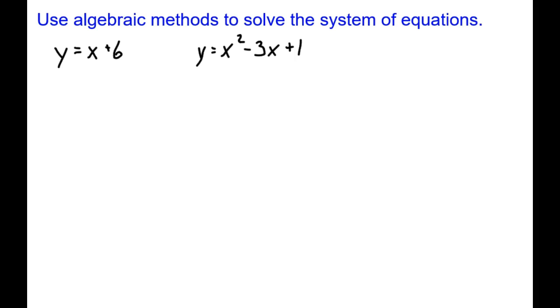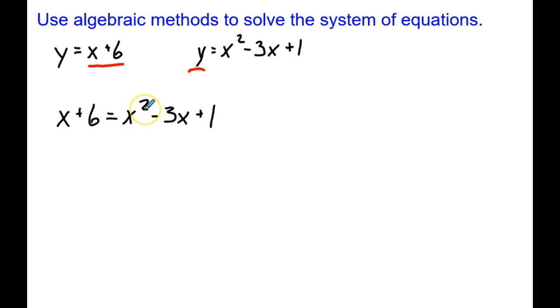Okay? So what I need to do in this example is I'm going to substitute x plus 6 in for y in the other equation. Because I know x plus 6 is equal to y, I can substitute that equal expression into the other equation. So now I have x plus 6 equal to x squared minus 3x plus 1.